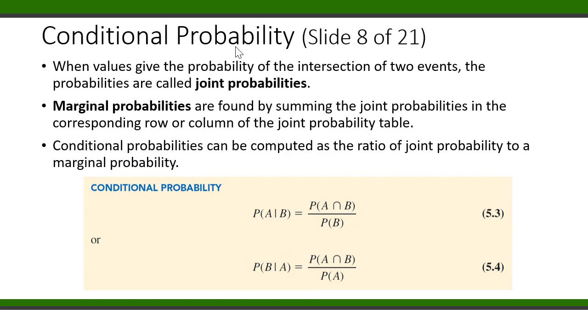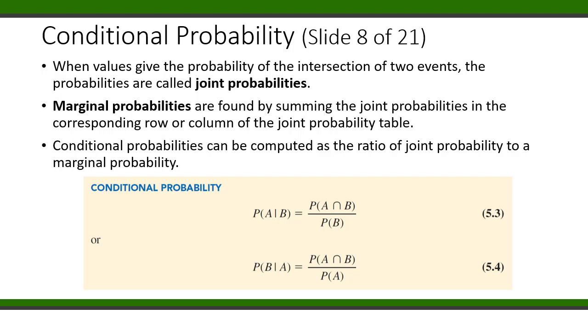So what we've got here, again, conditional probabilities. So A given B or B given A. It'll always be the intersection of the two events. So probability of A given B, and then whatever is given here goes in the denominator. And then the marginal probabilities are found by summing the joint probabilities in the row or column.